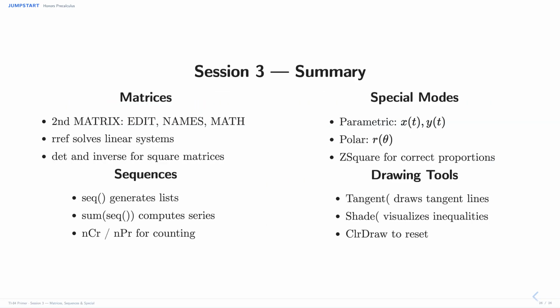In summary, today we covered a variety of important topics. We learned how to use the matrix menu for operations, including reduced row echelon form, determinants, and inverses. We explored sequences and series, including how to compute them using the seq and sum functions. Finally, we examined special graphing modes, including parametric and polar graphing, as well as drawing tools for tangent lines and shading inequalities. You now have all the TI-84 skills needed for your Honors Precalculus course.